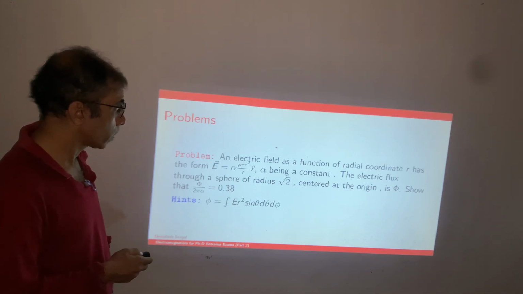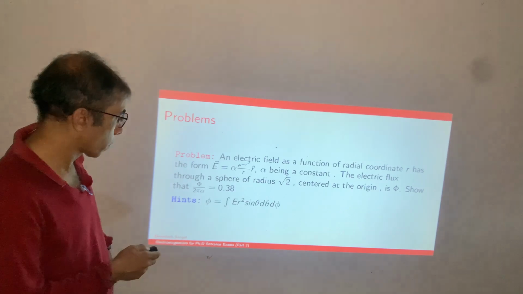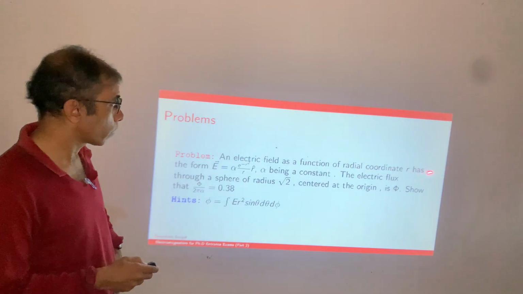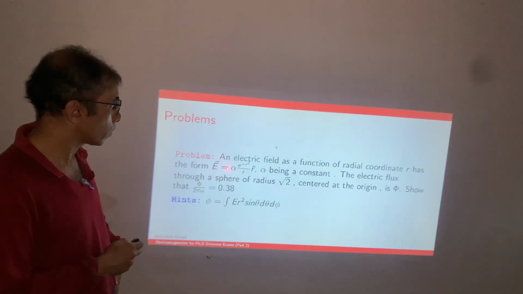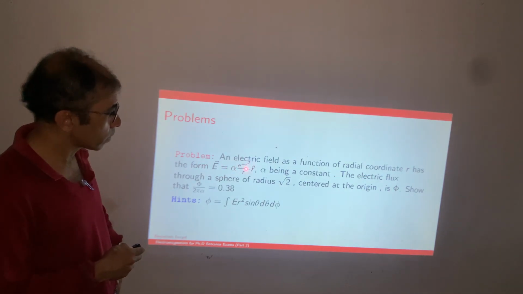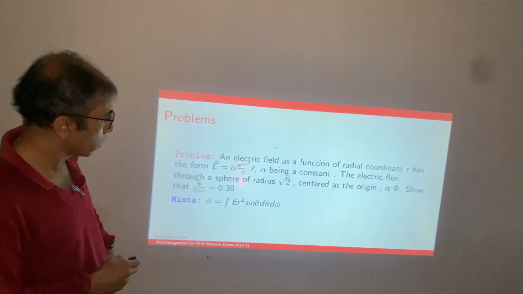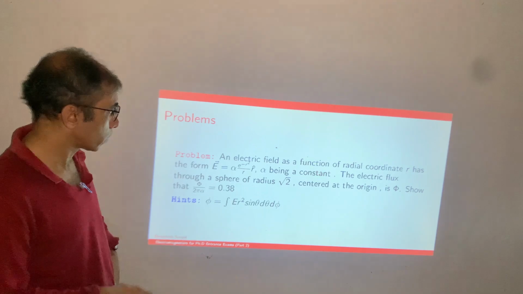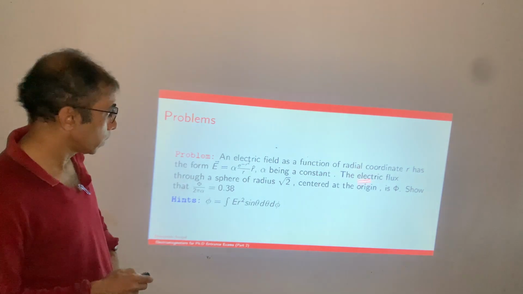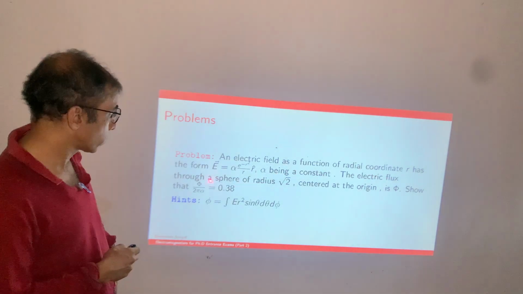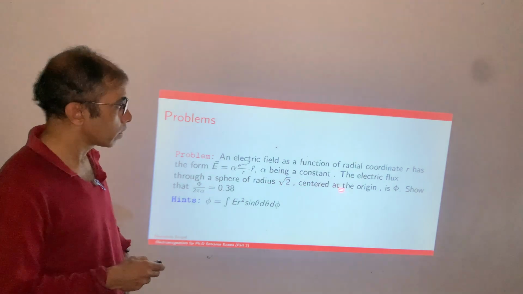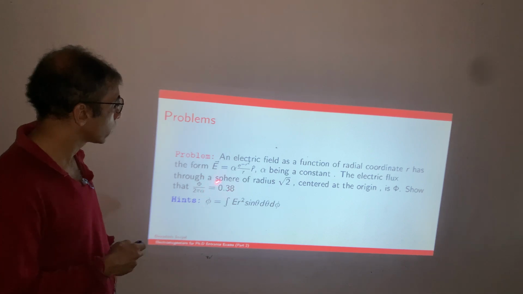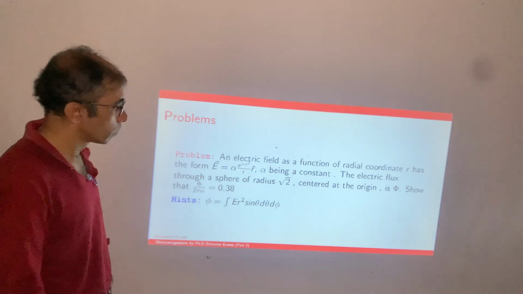So we will go to the next question. An electric field as a function of radial coordinate r has the form E = α e^(−r²) r̂, where α is a constant. The electric flux through a sphere of radius √2 centered at the origin is Φ. Show that Φ/(2πα) is equal to 0.3.